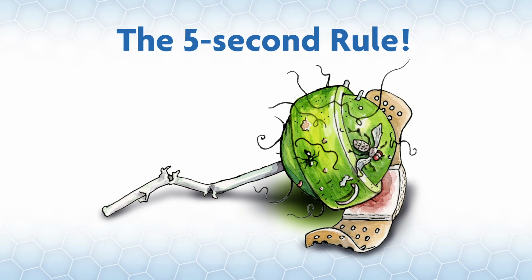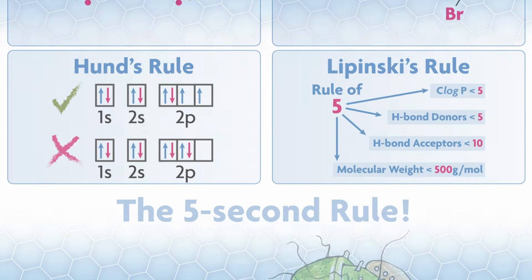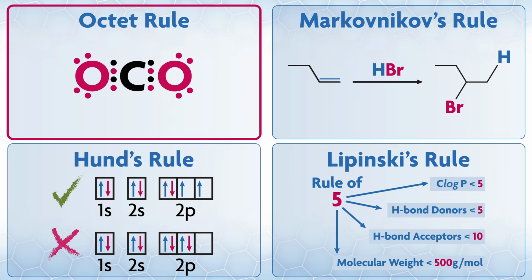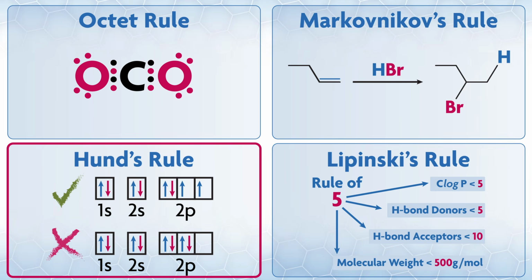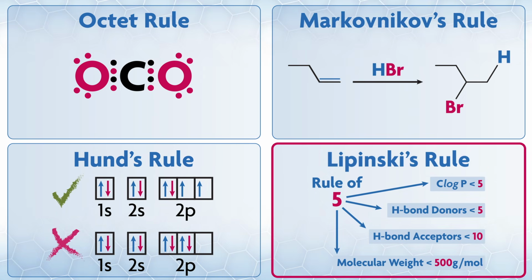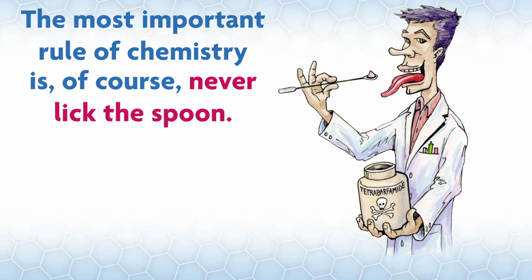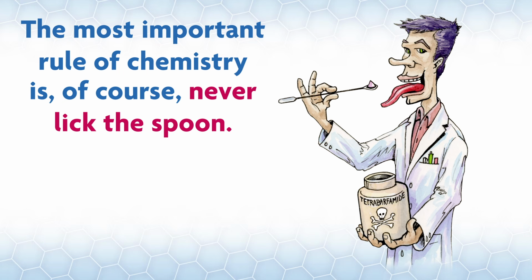There are some rules in life. There's the 5-second rule, where if you drop something, it's still clean as long as you pick it up before 5 seconds. For the record, I've never believed this rule. Chemistry has several rules of its own: the octet rule in the main group, Markovnikov's rule in organic chemistry, Hund's rule in electronic structure, and Lipinski's rule in medicinal chemistry, to name a few. The most important rule of chemistry is, of course, never lick the spoon.